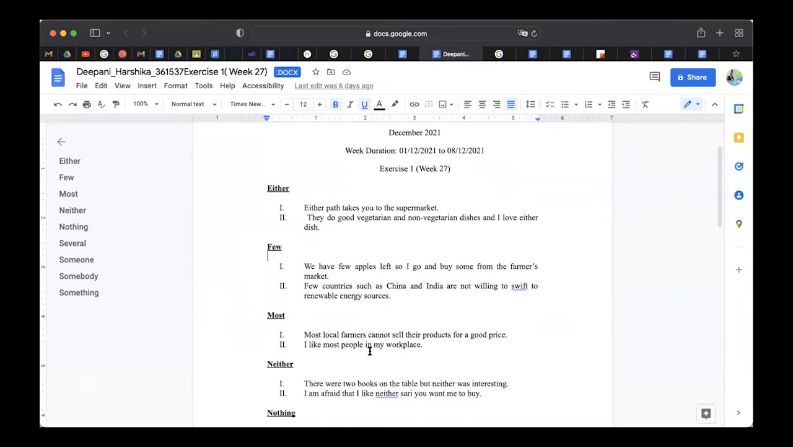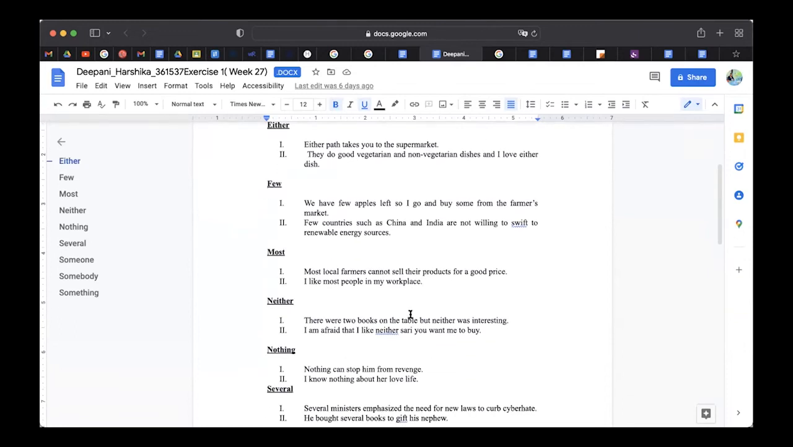Either path takes you to the supermarket. They do good vegetarian and non-vegetarian dishes, and I love either dish. Okay, they do good vegetarian and non-vegetarian dishes, and I love either of them. Because over here, Dipani, you have mentioned two, either of them. It's plural, right? I hope if somebody else also has a question, please feel free to ask.